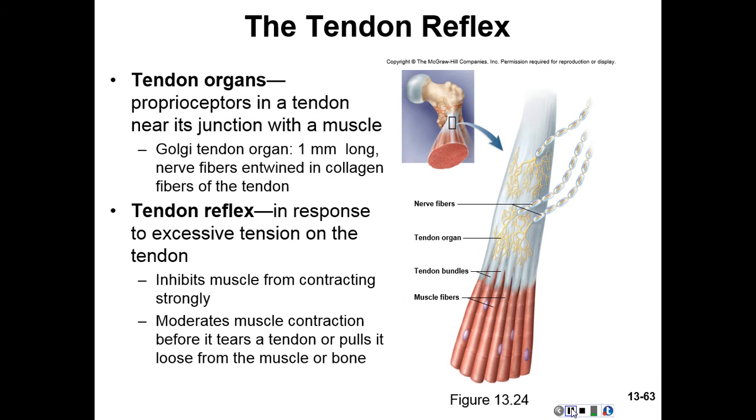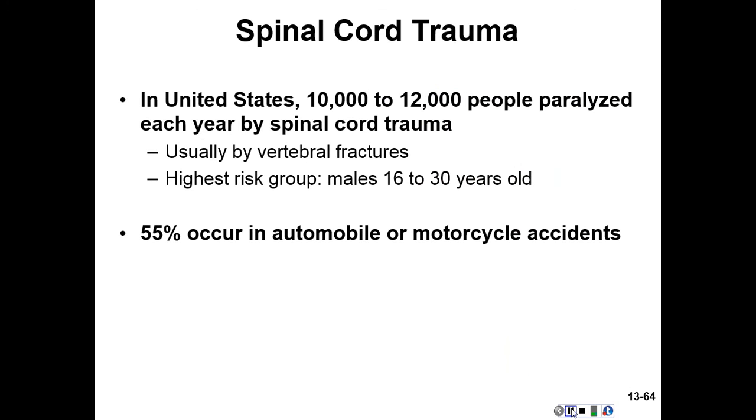All right, again, we did talk about the tendon organ reflexes of the Golgi tendon. They can inhibit muscles from contracting too strongly to cut down on tearing of the tendons. All right, spinal cord trauma, about 10 to 12,000 people are paralyzed a year. 16 to 30 is the age group at risk, and 50% of these occur through motorcycles.